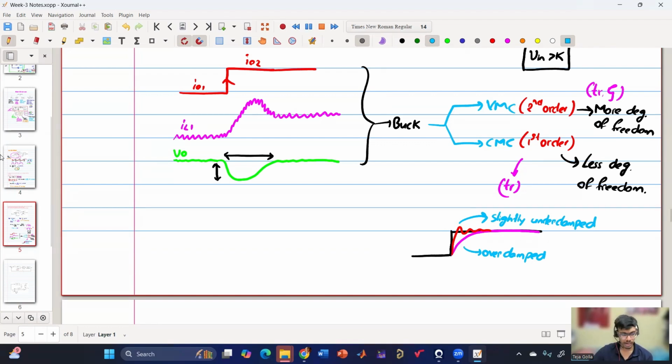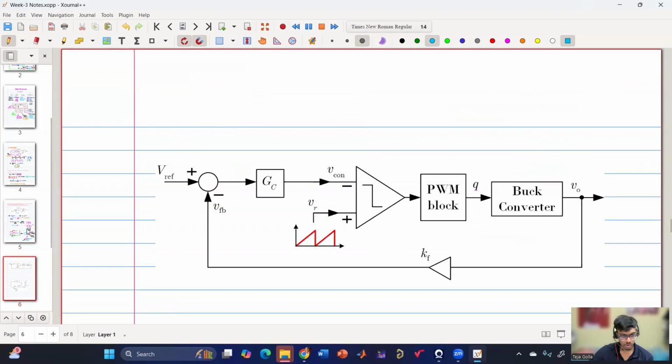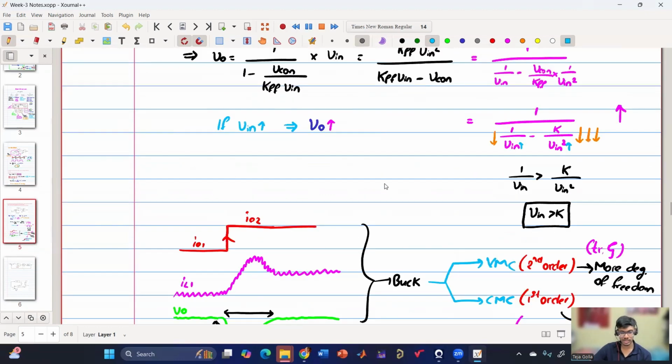Now in my upcoming slides, I have put voltage mode and current mode control, where I'll be discussing in detail.